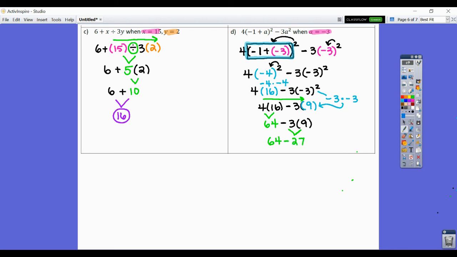From here, I go ahead and subtract the 2. 64 minus 27 is going to give me my answer of 37. That's going to be my final answer here for this problem.